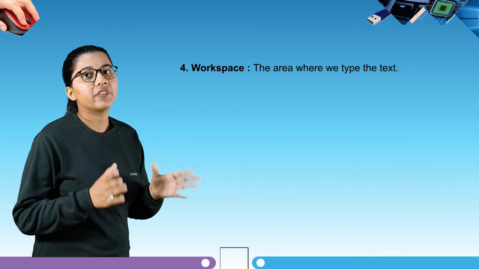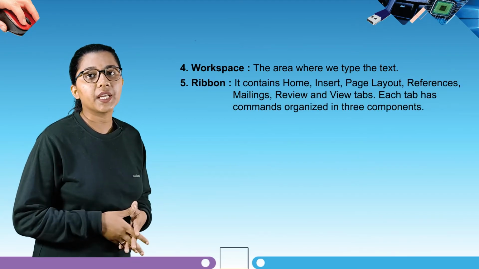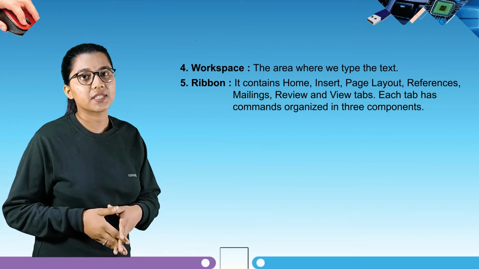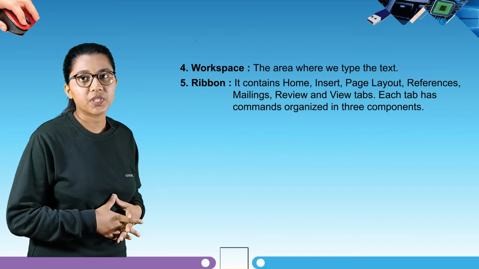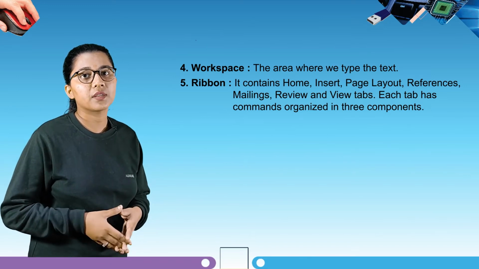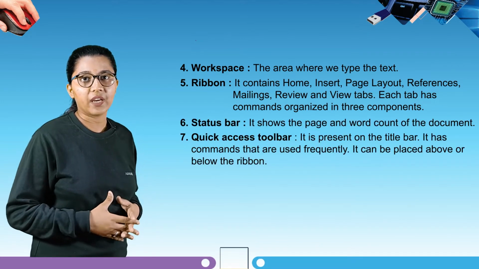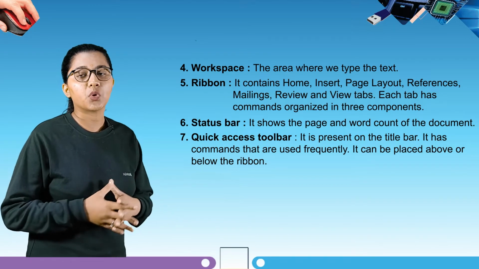Fourth, workspace. The area where we type the text. Fifth, ribbon. It contains Home, Insert, Page Layout, References, Mailings, Review and View tabs. Each tab has commands organized in groups. Sixth, we have the status bar. It shows the page and word count of the document.